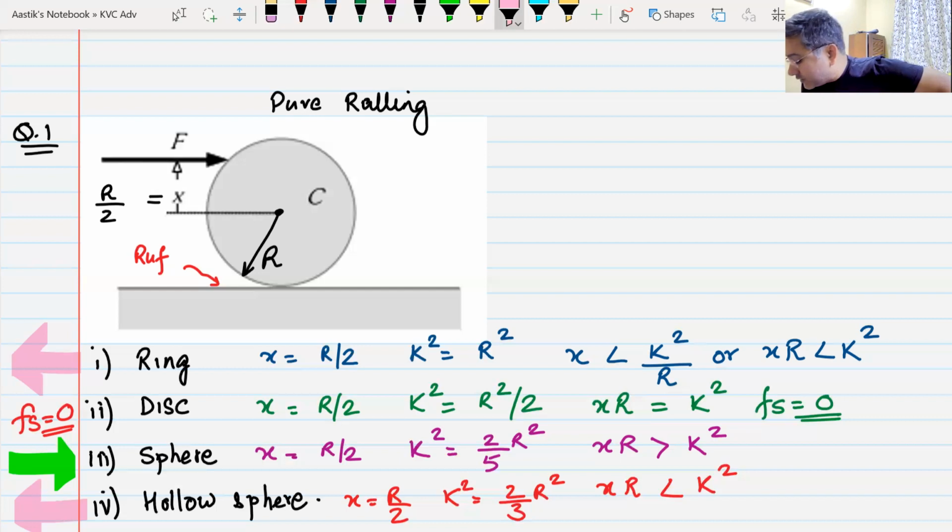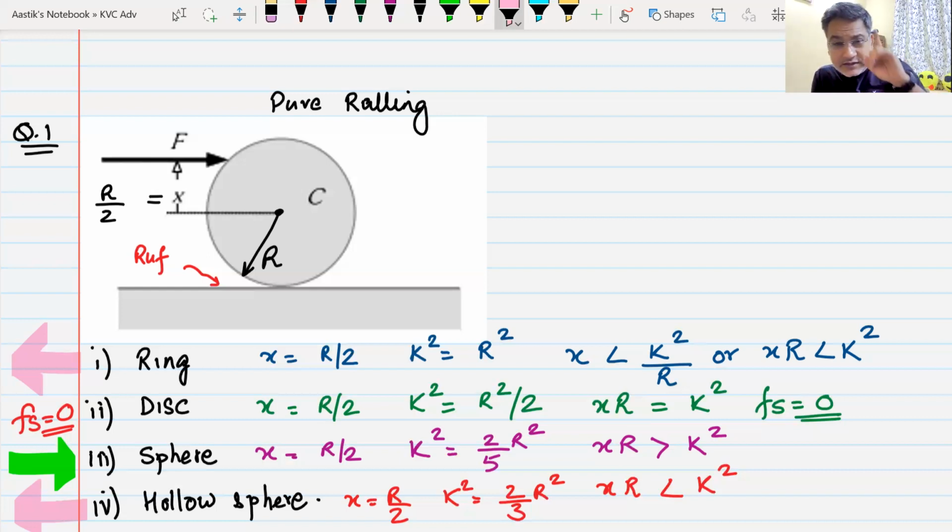If it is a sphere and I apply force at a distance of 2 by 5 r from the center of the sphere, then again friction would be 0. So it depends on where I am applying force. Do we understand this? Yes, sir. Now this is the last part of rolling that you have to understand.